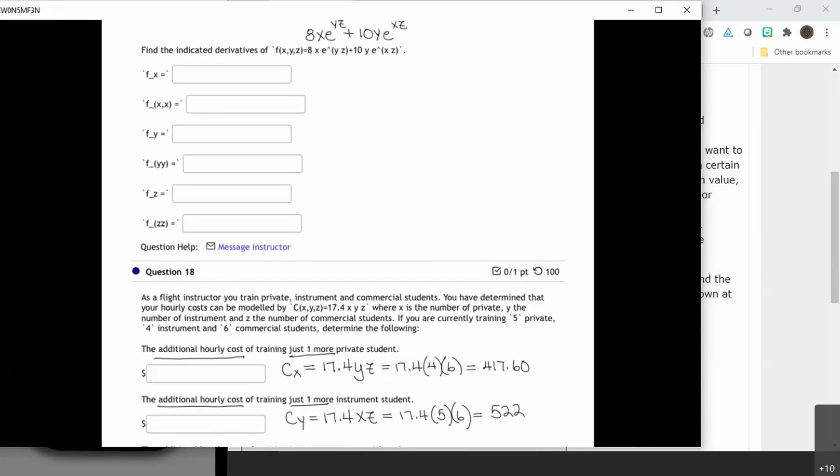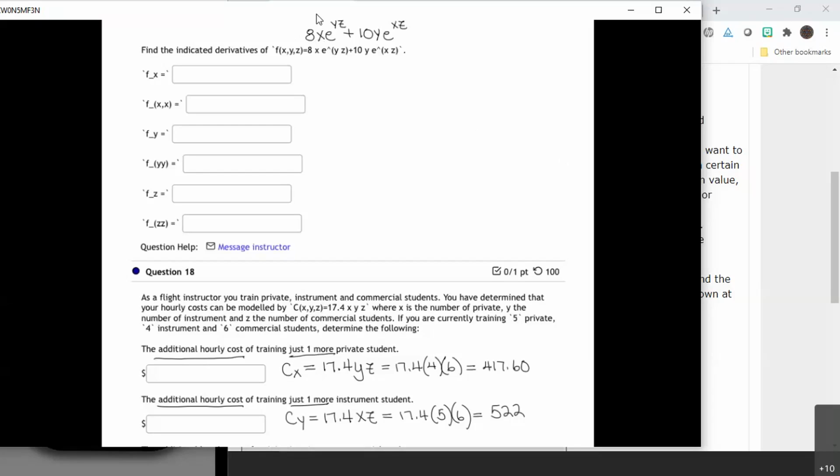Okay, so this is a function of three variables, X, Y, and Z. And they're asking us to differentiate it. Now it's a little trickier when you've got multiple variables, and when you've got exponentials as well as linears in here. So let's first differentiate with respect to X.